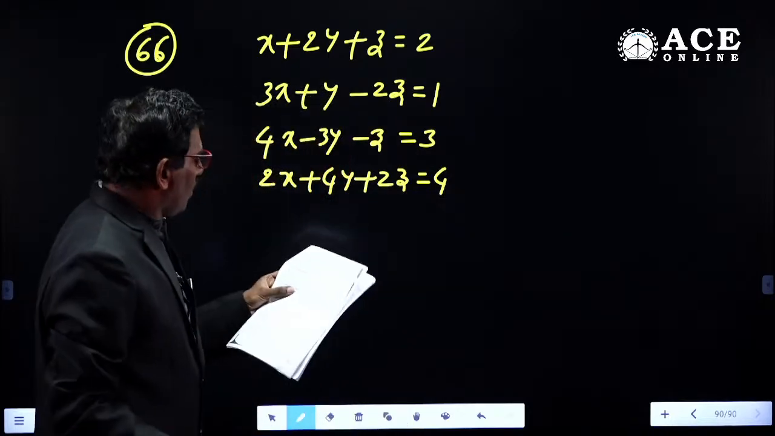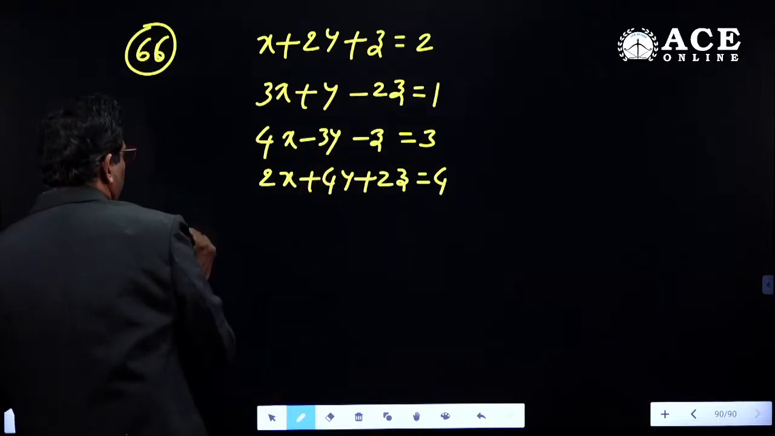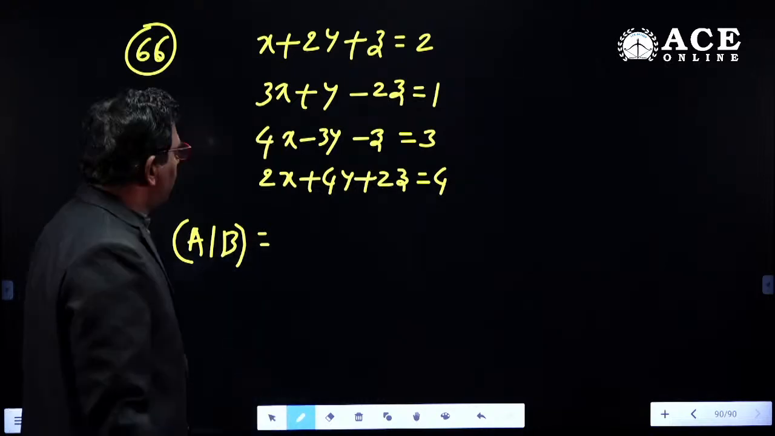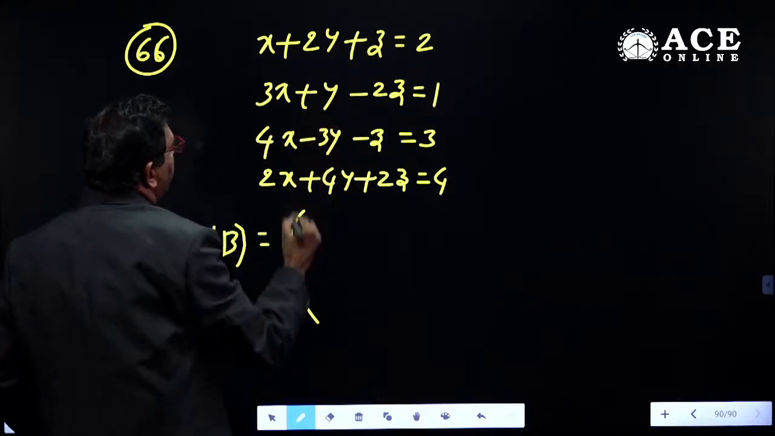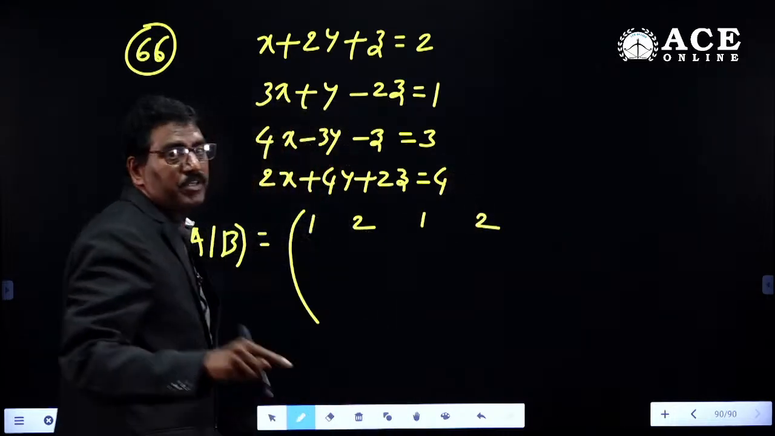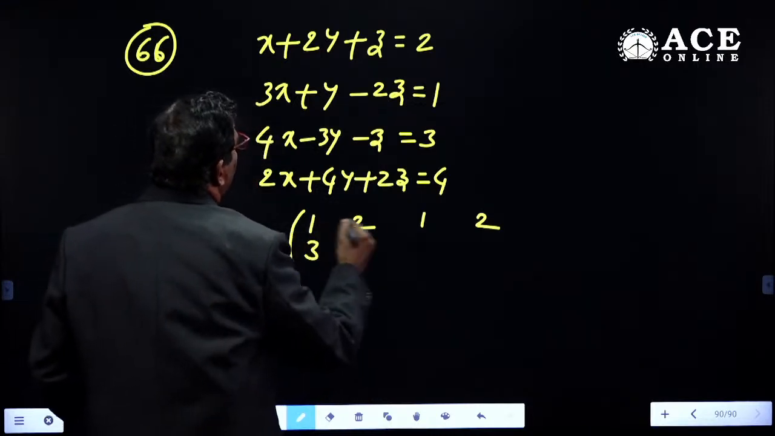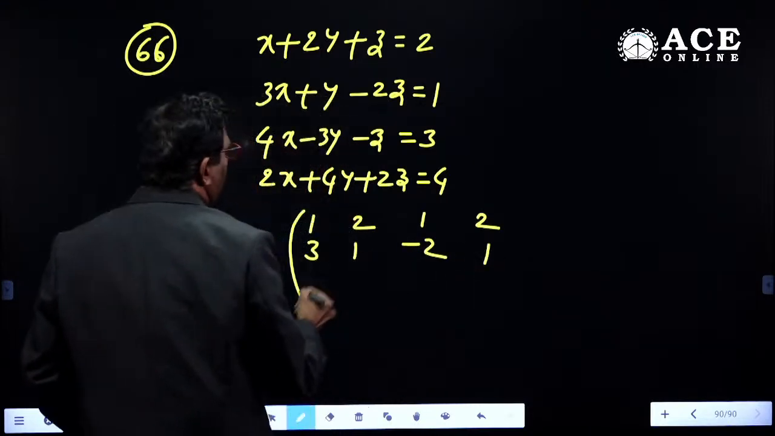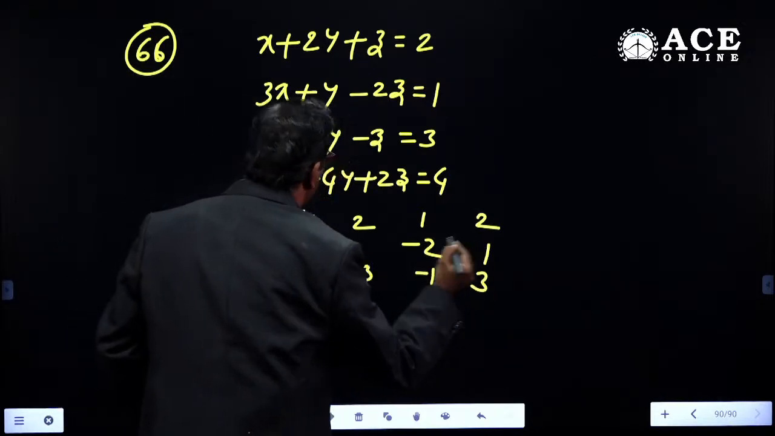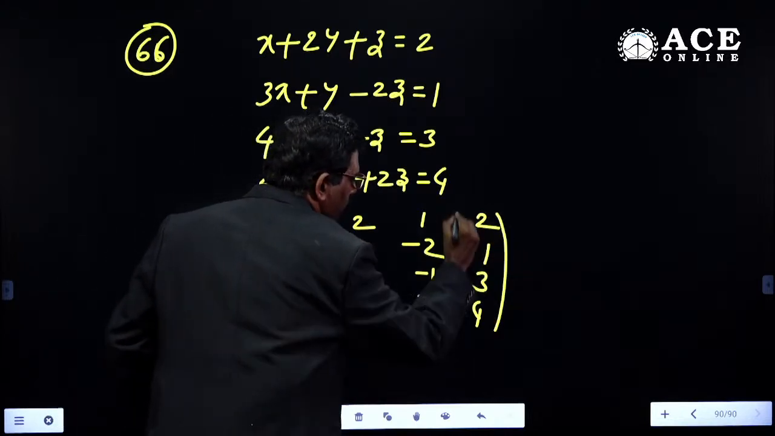Okay, now this system has a unique solution or infinite solutions, so 4 options are given. Now you know that directly you can find the rank of the augmented matrix. So take A: 1 2 1 2, and the last column is the B column, the RHS column: 3 1 minus 2 1, next 4 minus 3 minus 1 3, next 2 4 2 4. This is the B column.